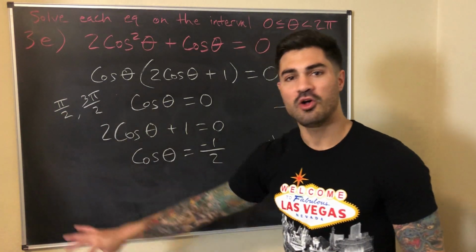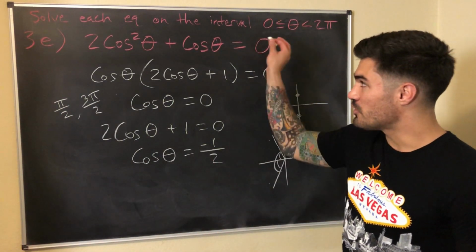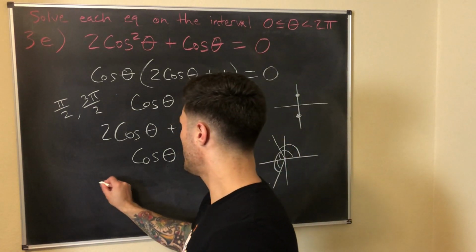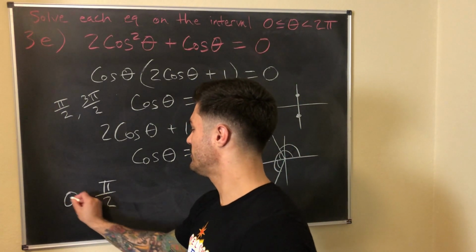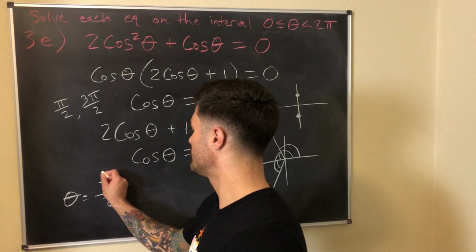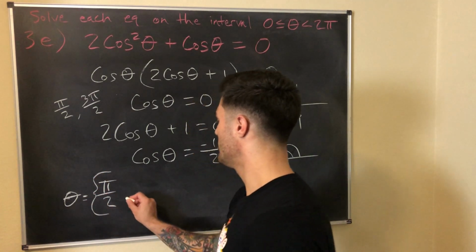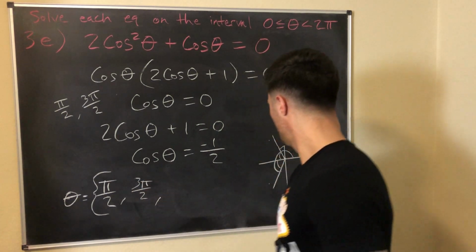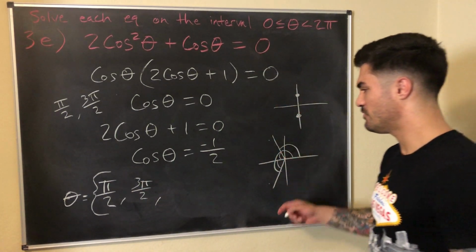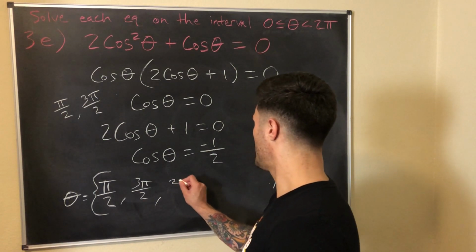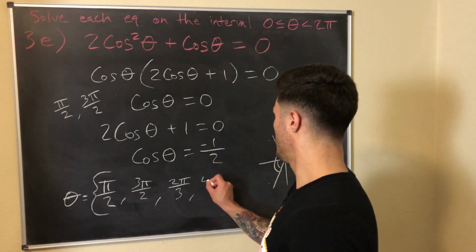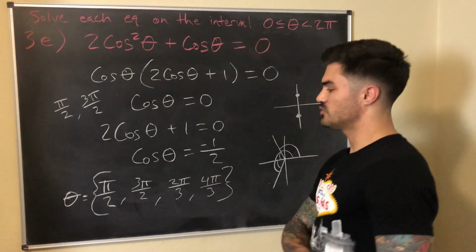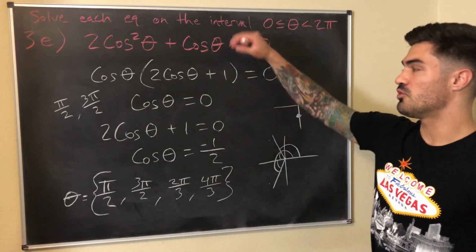So if we combine all these solutions together, that makes our full solution set for this original equation. So we have pi over 2, and I'll write theta equals, and I'll do the curly bracket here, pi over 2, 3 pi over 2. And then what were these two again? 2 pi over 3 and 4 pi over 3. Those are our final solutions for this original equation.